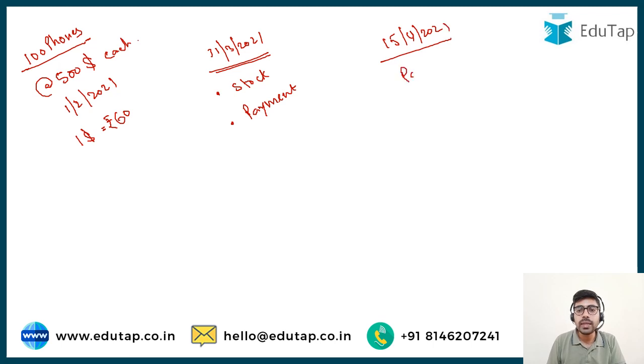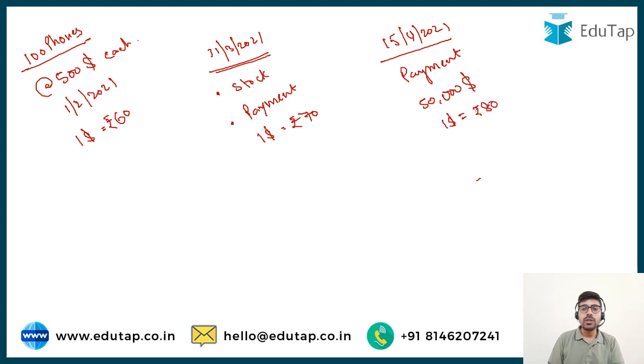And this payment is actually made on 15th of April 2021. I have made the payment of $50,000. Exchange rate on 31st March 2021, let's suppose it was $1 is equal to rupees 70. And on 15th of April 2021, let's suppose it was $1 is equal to rupees 80. So this was the exchange rate on these particular dates.